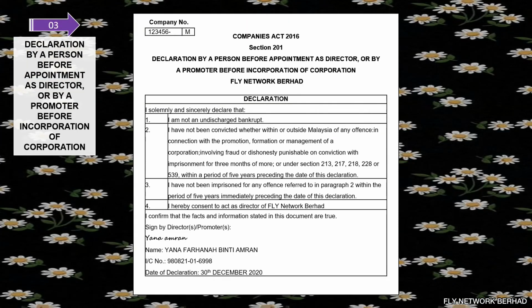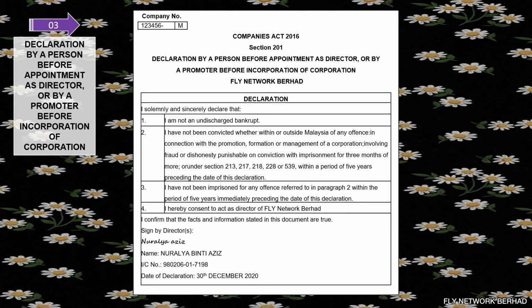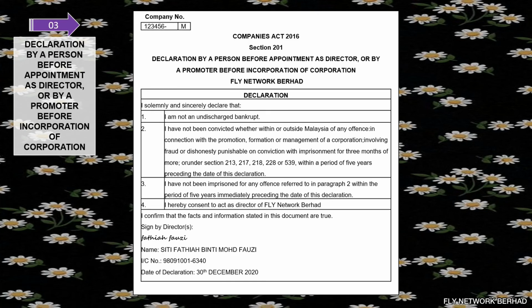Third, declaration before appointment as director or promoter of a company on 30 December 2020. Under Section 201, the director or promoter declares not disqualified under Section 198. First declaration by the first director or promoter of our company, Yana Farhana. Second declaration by Nur Alia. Third declaration by Siti Fatia.